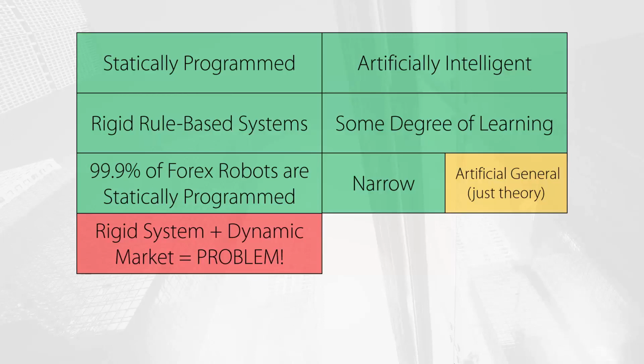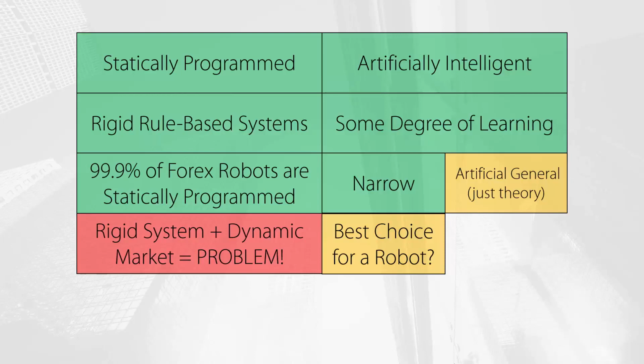This is why an artificial general intelligence is still a hypothetical possibility instead of a reality like the artificial narrow intelligence. At this point you might be wondering if an artificial narrow intelligence is the best choice for a Forex robot. It certainly seems that way in theory, but in reality, things are a little bit more complicated than that.